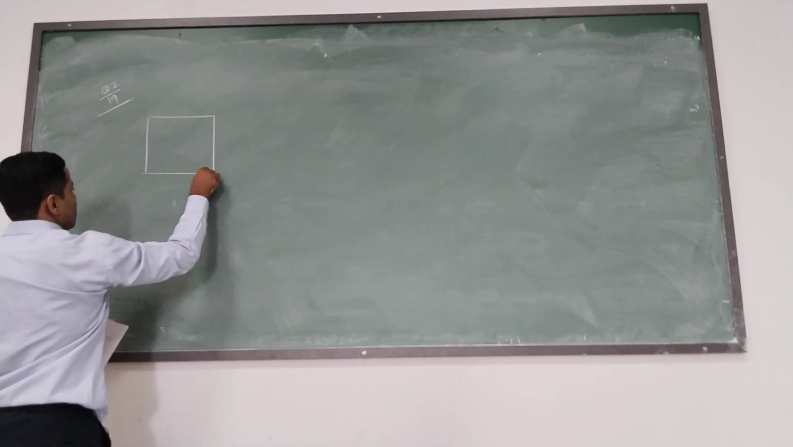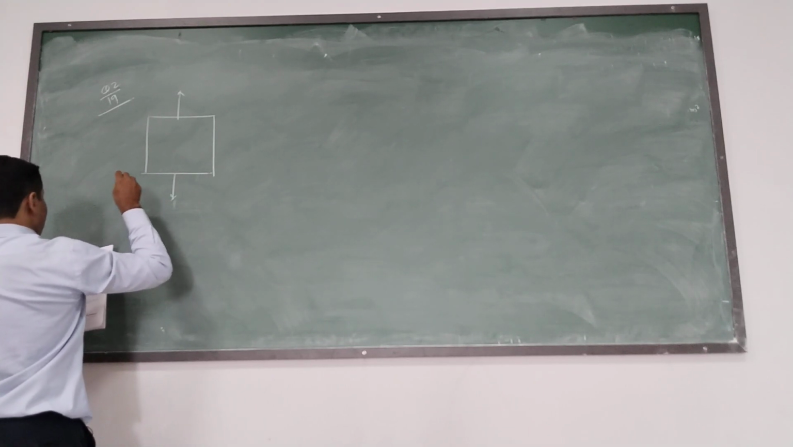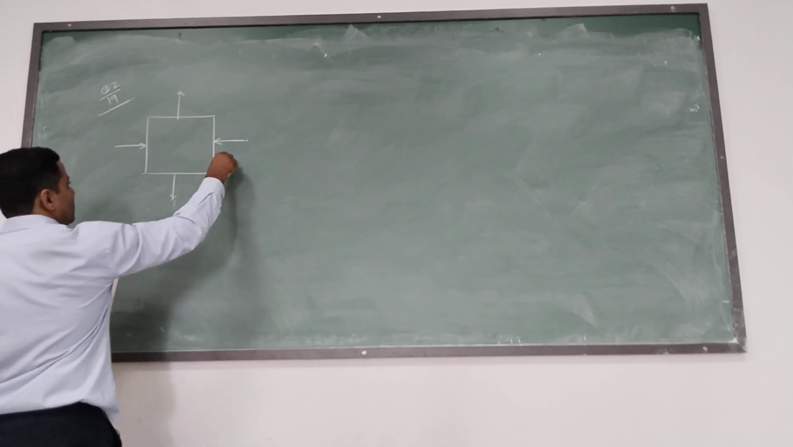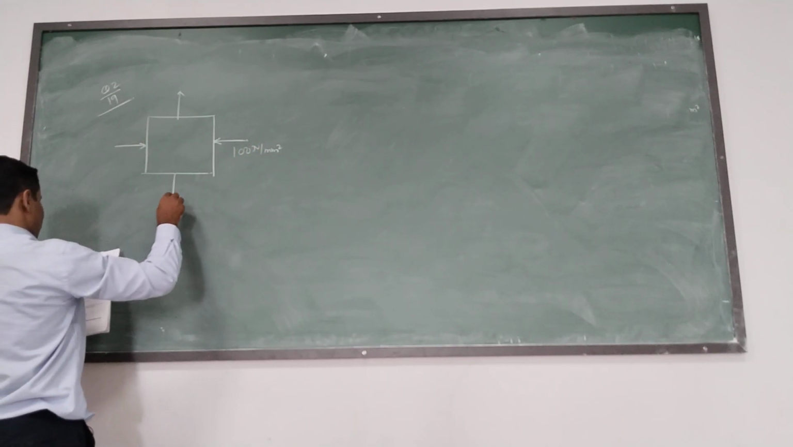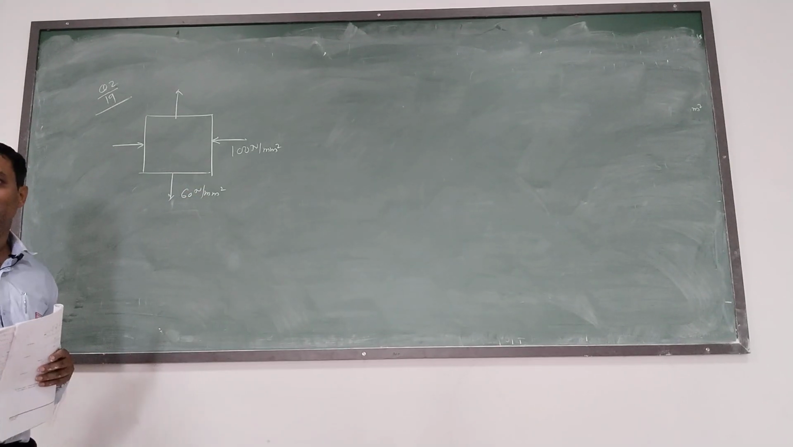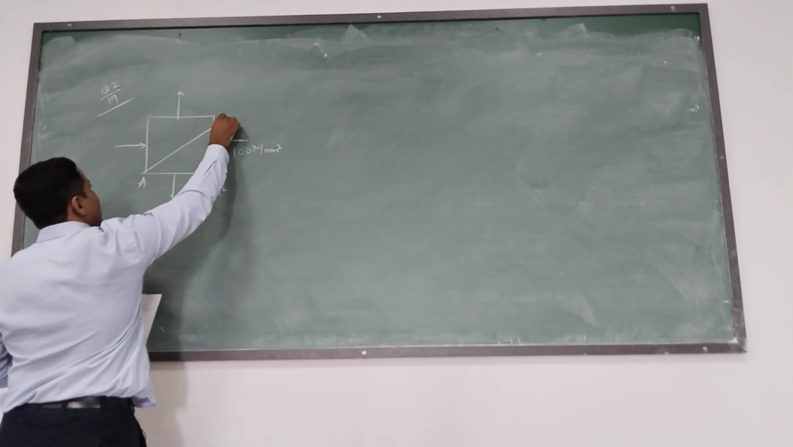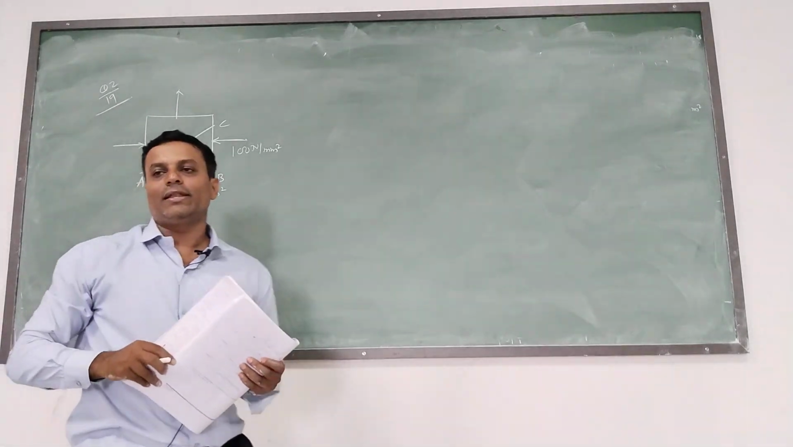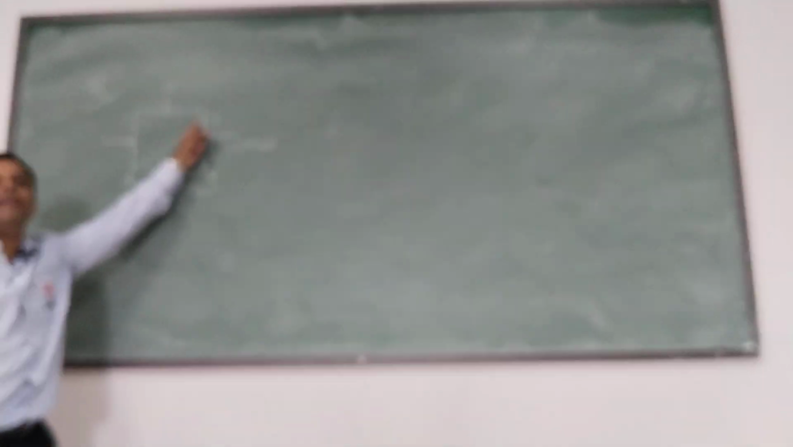So they have provided the figure. This is a biaxial stress system. In this biaxial stress system, the stresses are 100 compressive, 60 tensile, and they have provided one plane AC with angle 25 degree with AB, and we have to determine the stresses on plane AB.